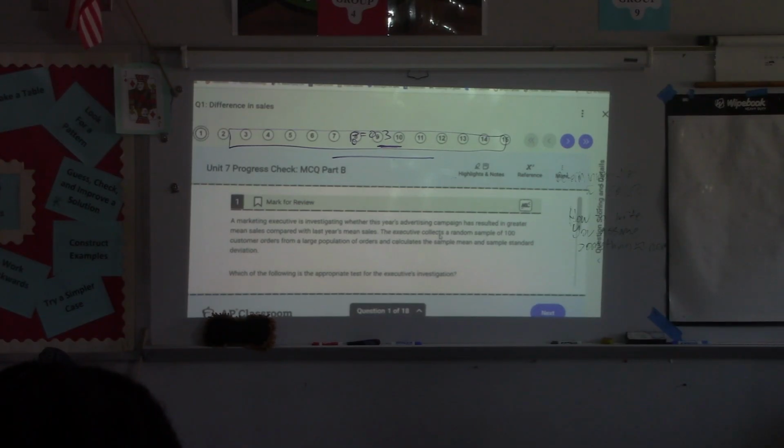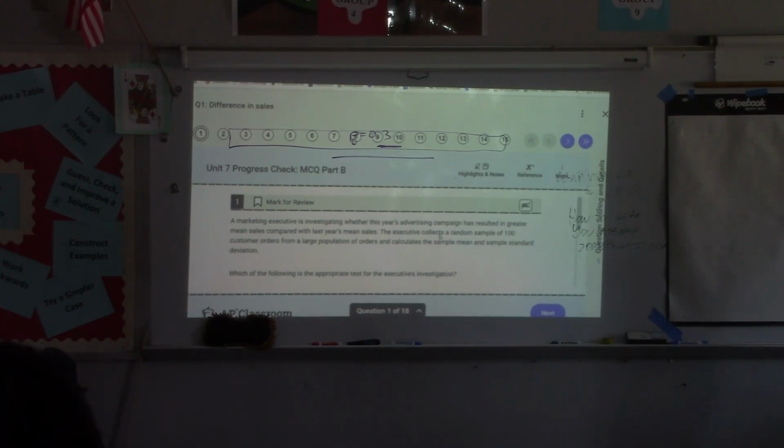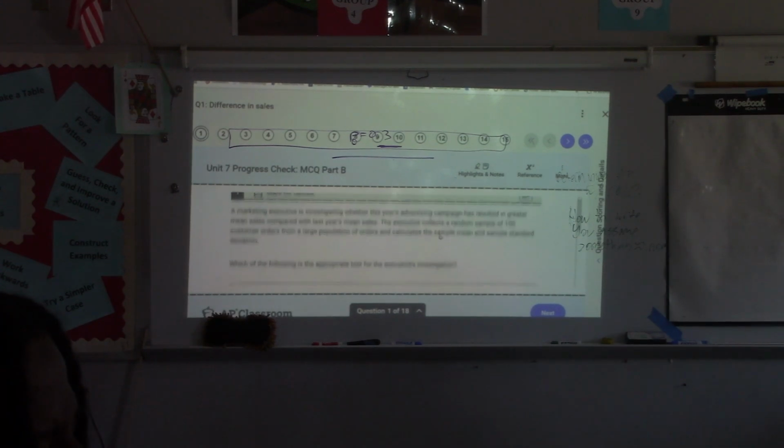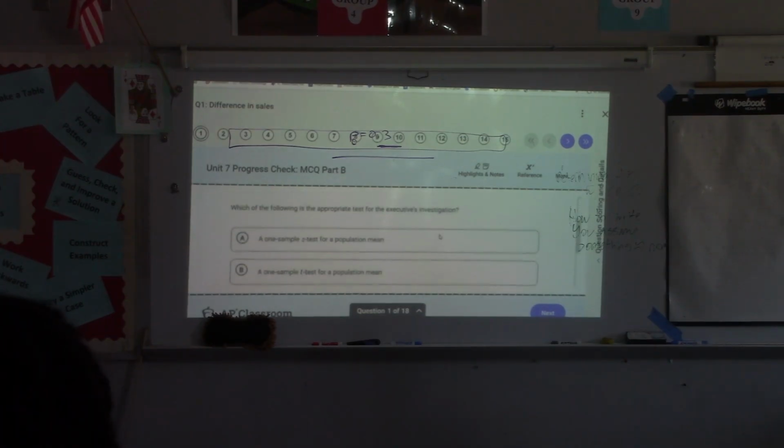A marketing executive is investigating whether this year's advertising campaign has resulted in greater mean sales compared with last year's mean sales. This is where a lot of us picked that we thought it was a 2 sample. But I need you to look, how many actual samples are referenced in this problem? One. Only 1 sample, right? We are comparing against last year, where we have a hypothesized value, right?